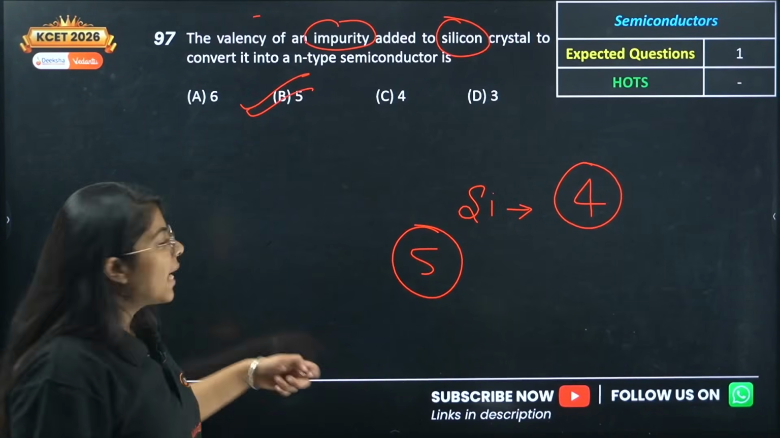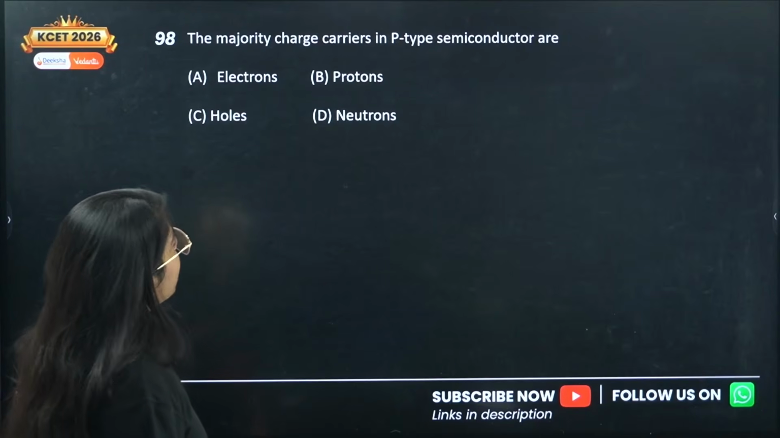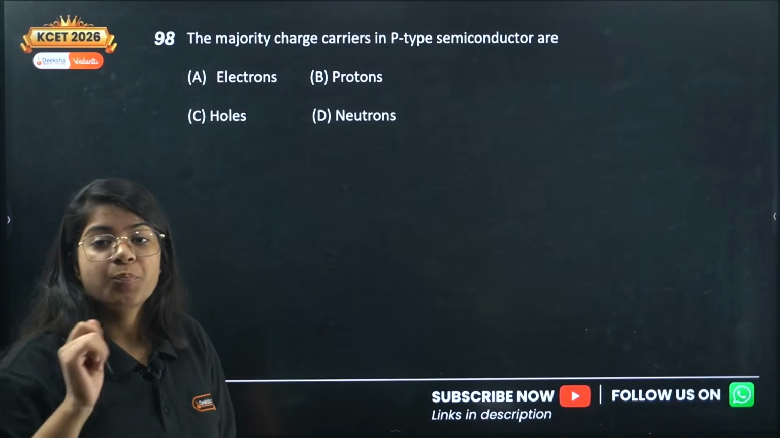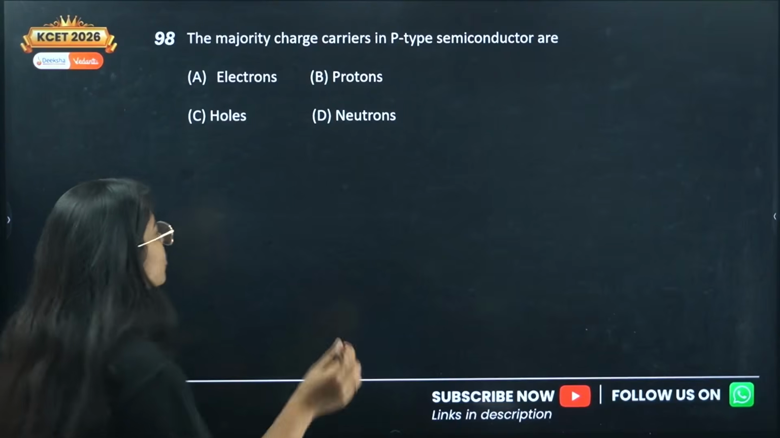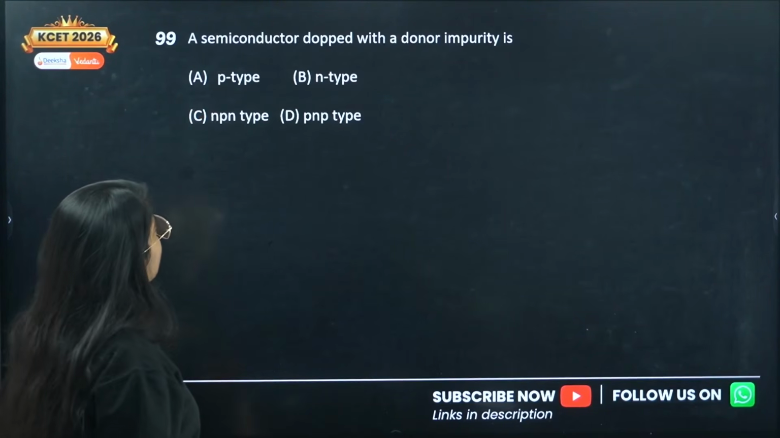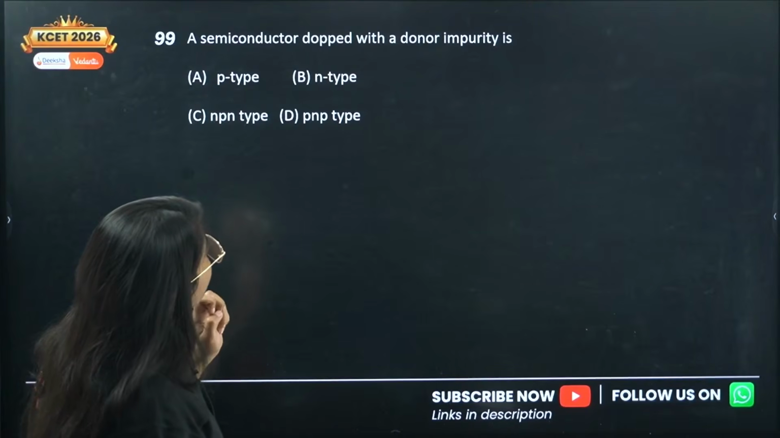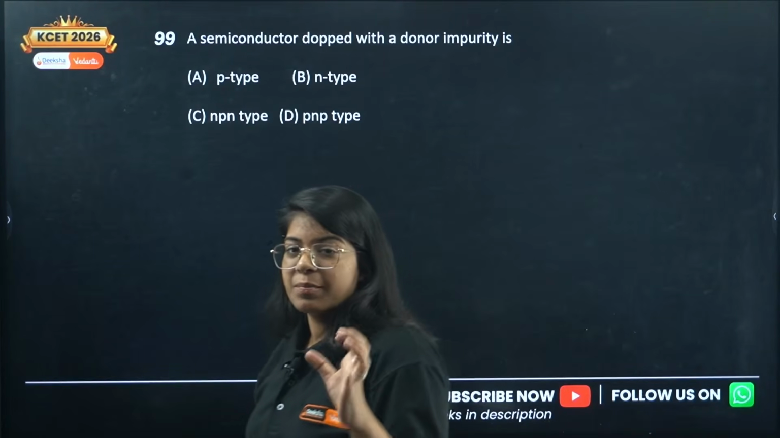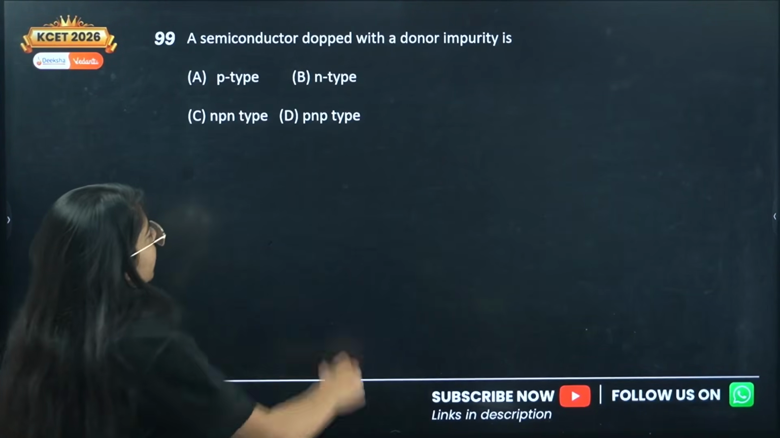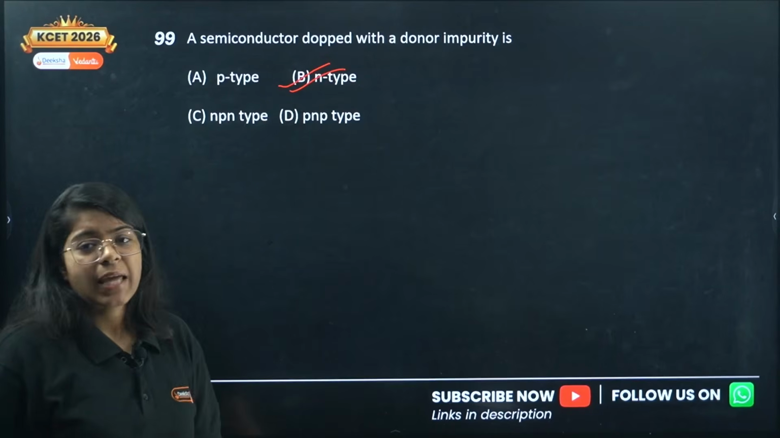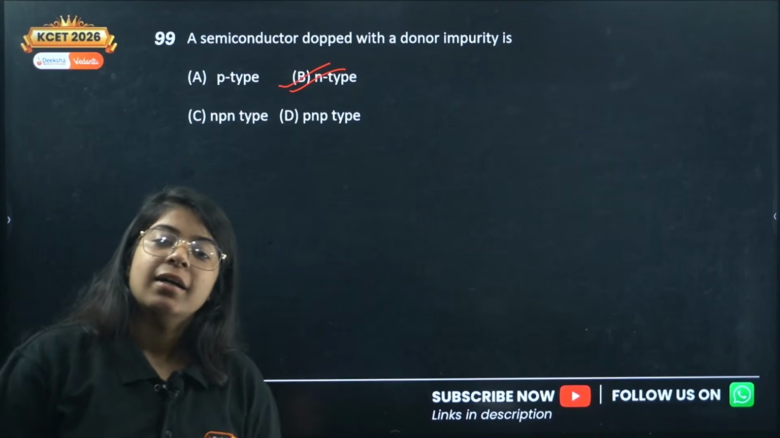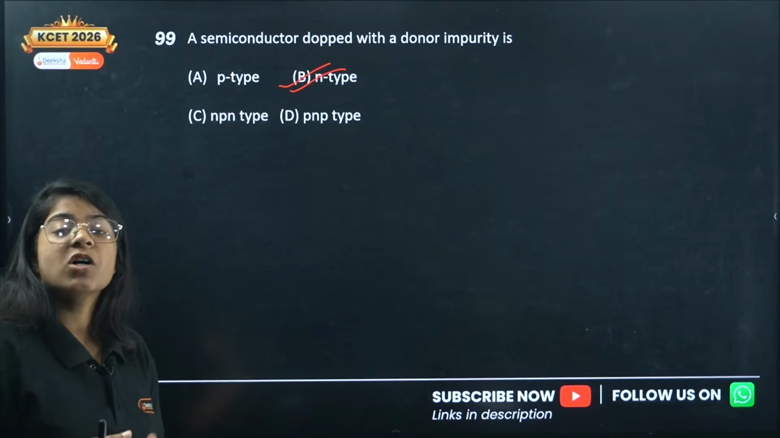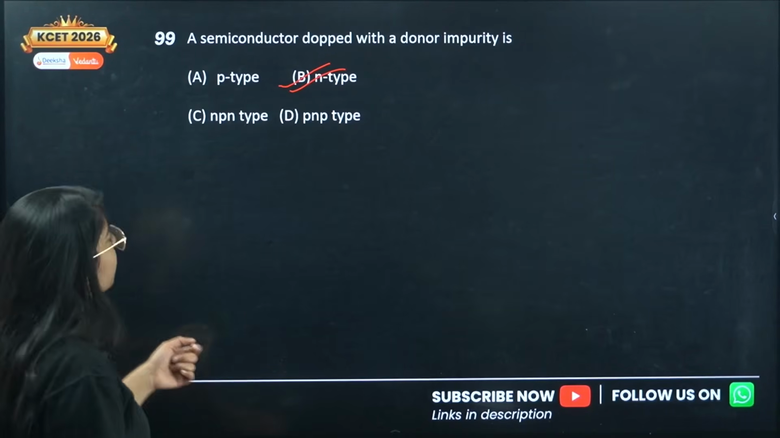Correct? 98th question. The majority charge carriers in a p-type semiconductor are not protons, these are holes. They are positive charge carriers, those are holes. Correct? 99th. A semiconductor doped with a donor impurity. We have a semiconductor and we doped it with a donor impurity. It will be an N-type semiconductor. N-types are donor impurities, and hence a semiconductor doped with a donor impurity will become an N-type semiconductor because it will have an extra electron.